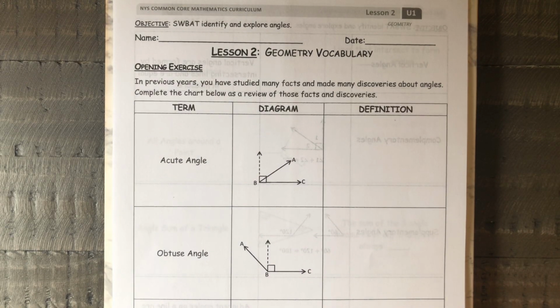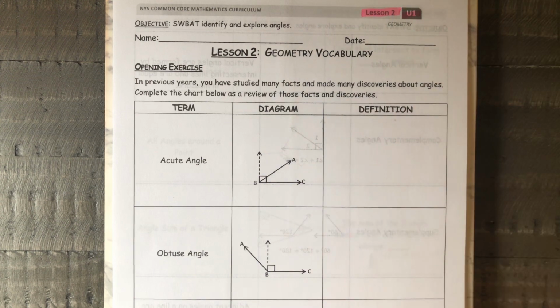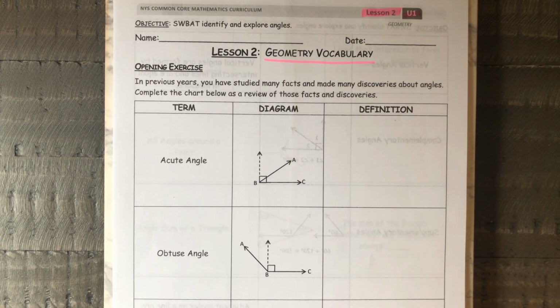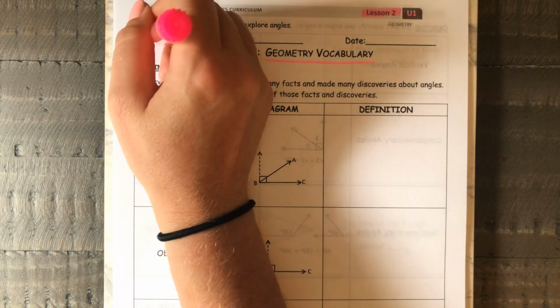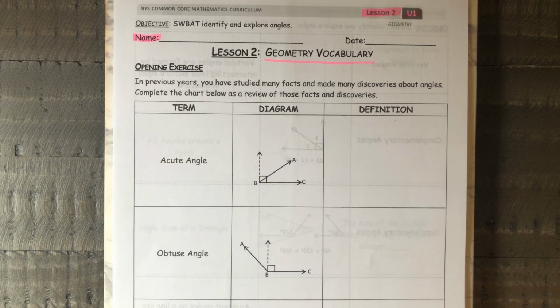Hey boys and girls, so today we're going to be going over Unit 1, Lesson 2, and Lesson 2 is Geometry Vocabulary. Before we do anything, the first thing I need you to do is make sure that you write your name on the top of this page. It should really be on the top of every single page. That way when you upload your work, I can look for your name and you can earn that credit.